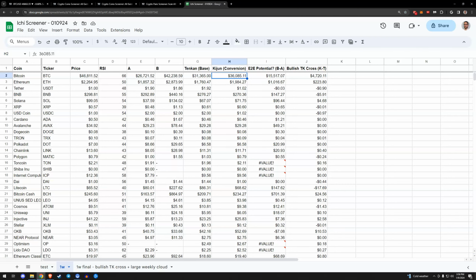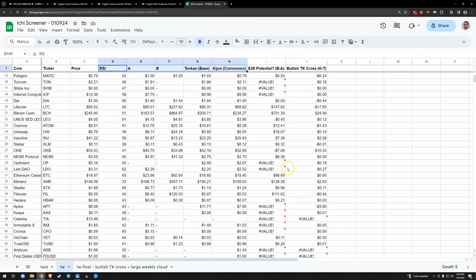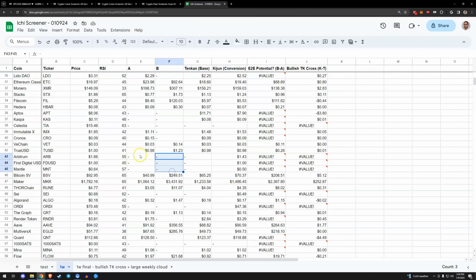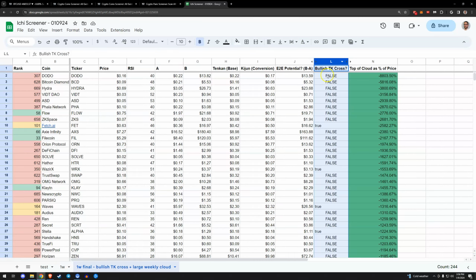Okay. Anyway, so we have our data. We know which lines are which. We've got our math set up. Not all of these 750 tokens are going to have a weekly cloud level, and you'll see that here. Some of these are stable coins, so you have to do a little bit of additional curation on the spreadsheet here, which I've done. So I did an if statement for the TK cross.